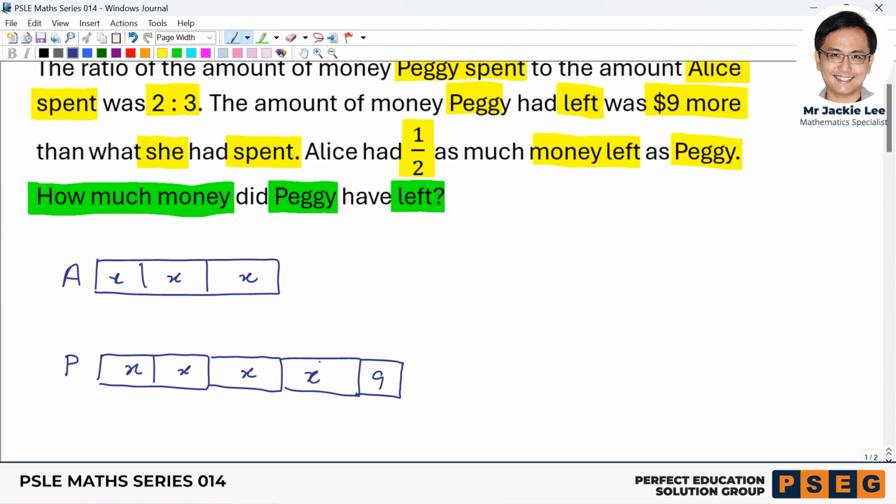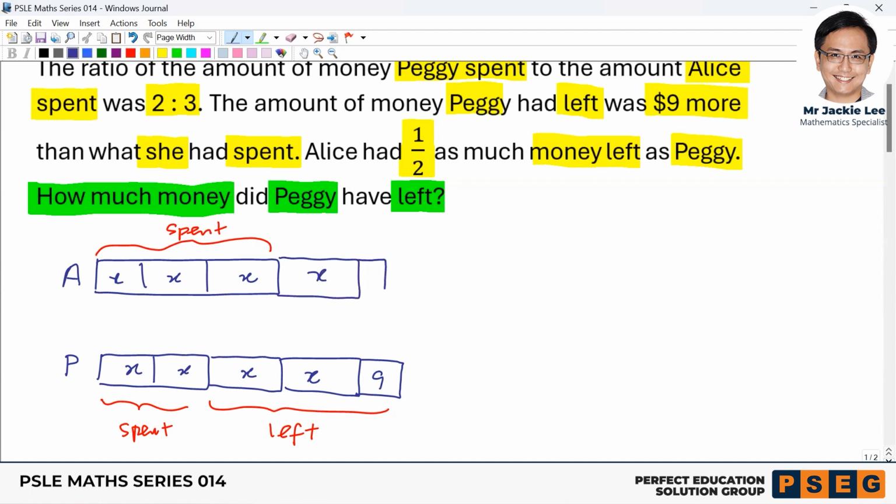Then back to Alice. She has half as much money left behind as Peggy. Now we highlight a little bit. This is the amount of money that's spent. This is the amount of money that she left behind. So for Alice, as compared to Peggy, it is half of it. For Peggy it is 2x plus 9, so half of it should be just x plus 4.5. So this one is another x, then add half of the 9, which is 4.5. So this one inside is 4.5. So far, so good, the model.